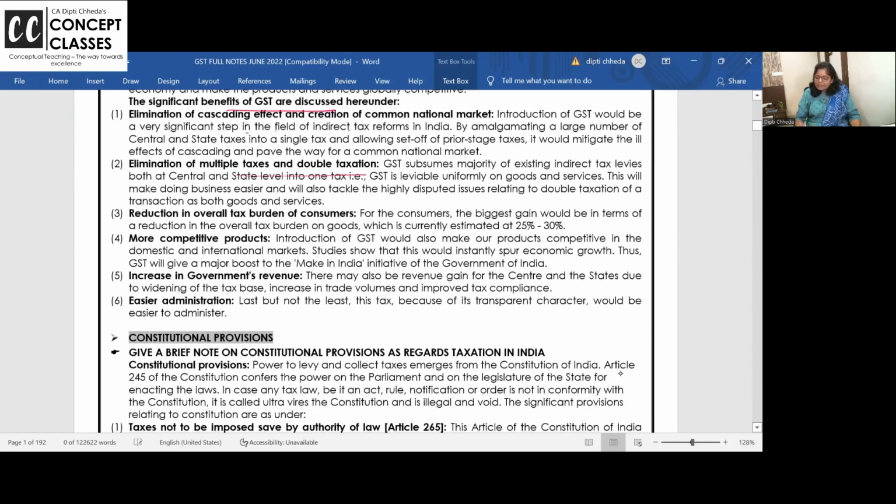Reduction in overall tax burden. Just now the example which I gave you, 112, 112, 11.2. So when I am trying to sell it in the market, my cost is 133. Because of so many taxes on Indian products, we were not able to compete in the world. Now, because of this beautiful set-off mechanism in the GST, our products are quite cheaper and competitive in the world market. So more competitive in the market because the input taxes are allowed to be set off from output tax. Increase in government's revenue.